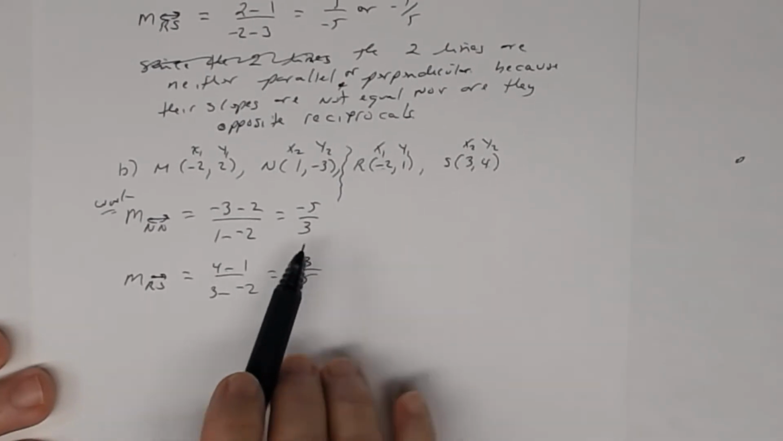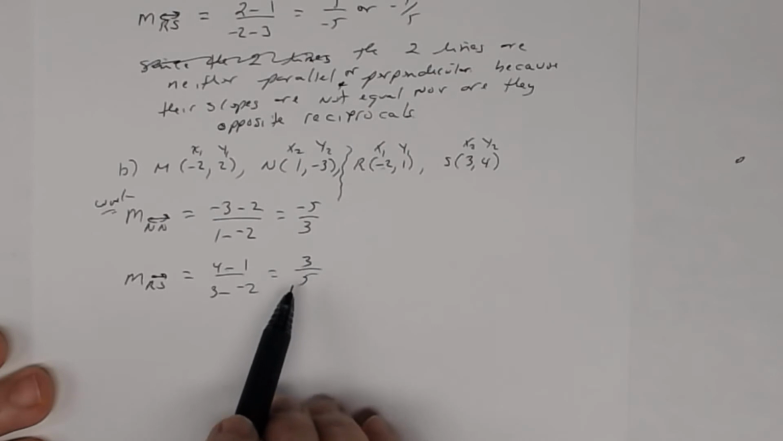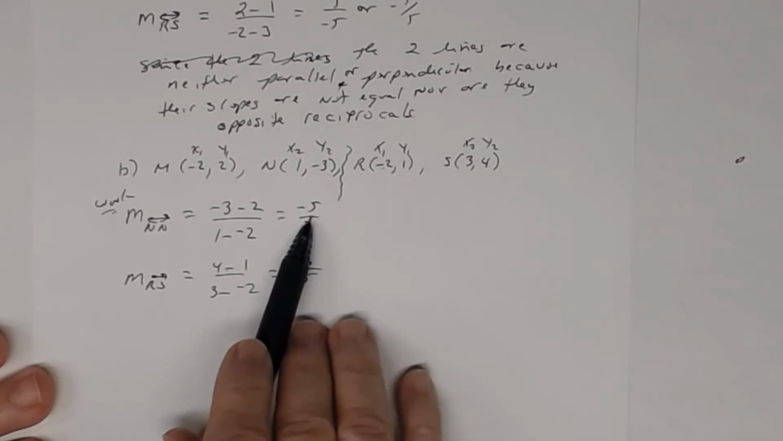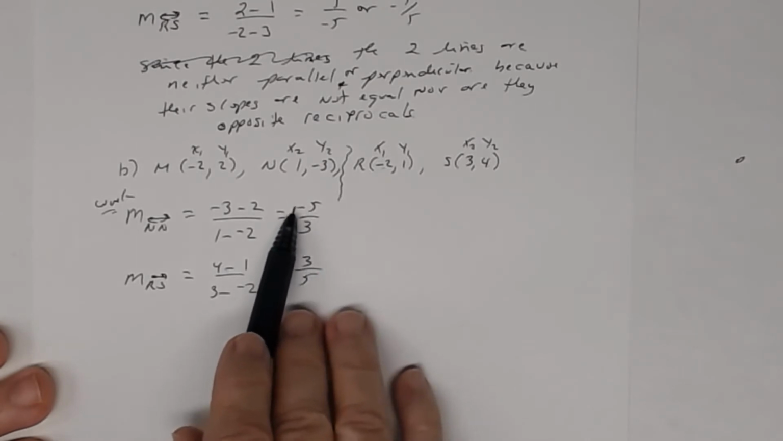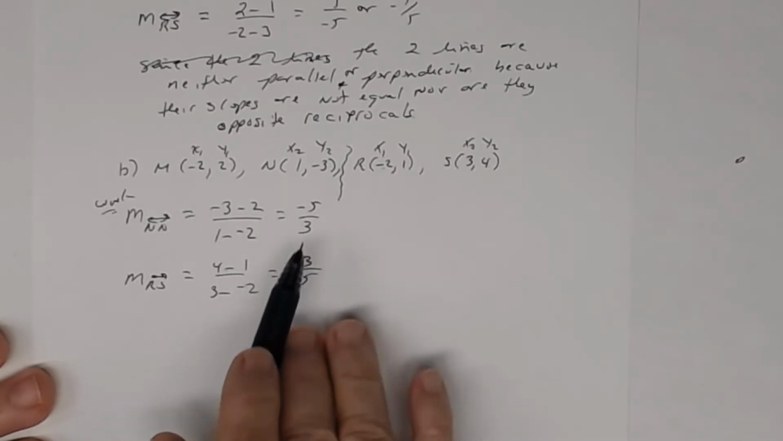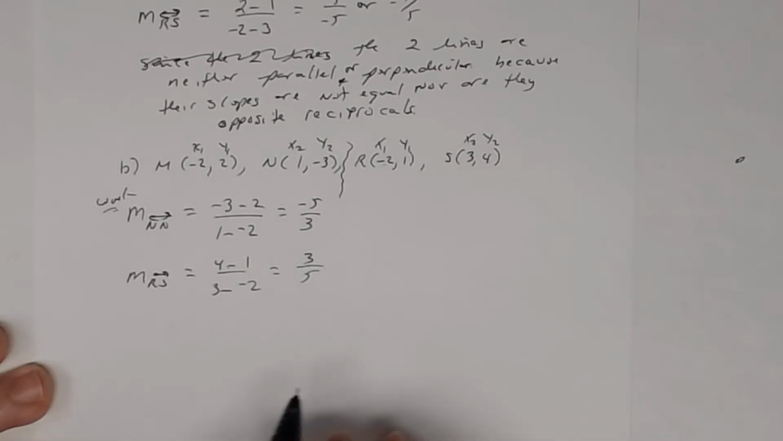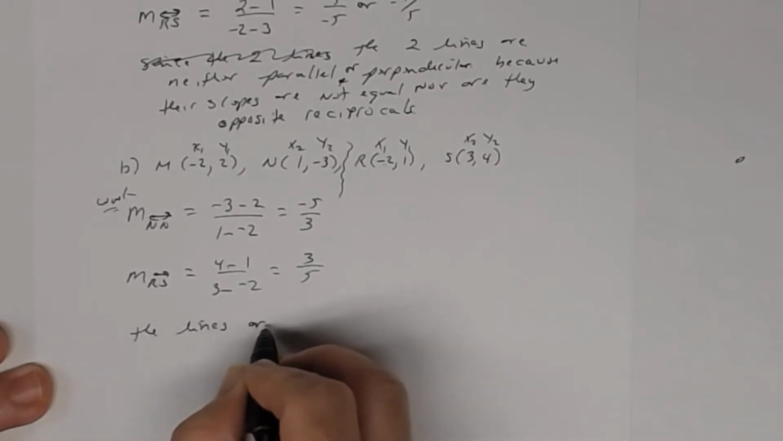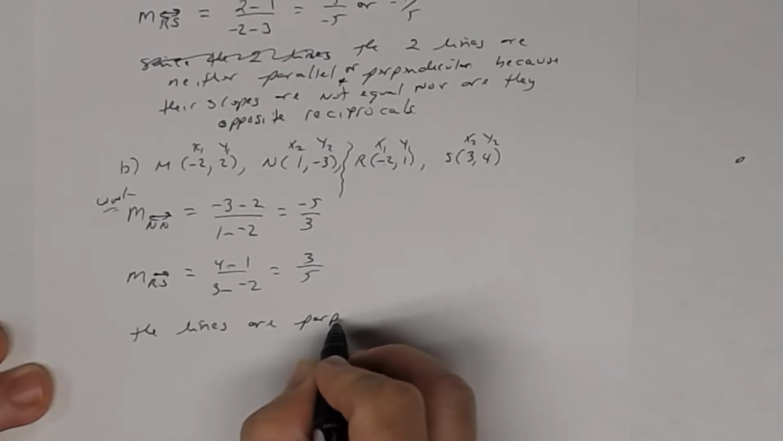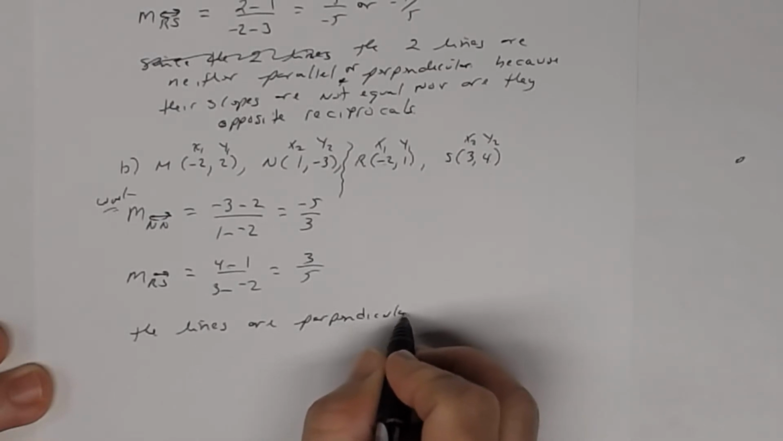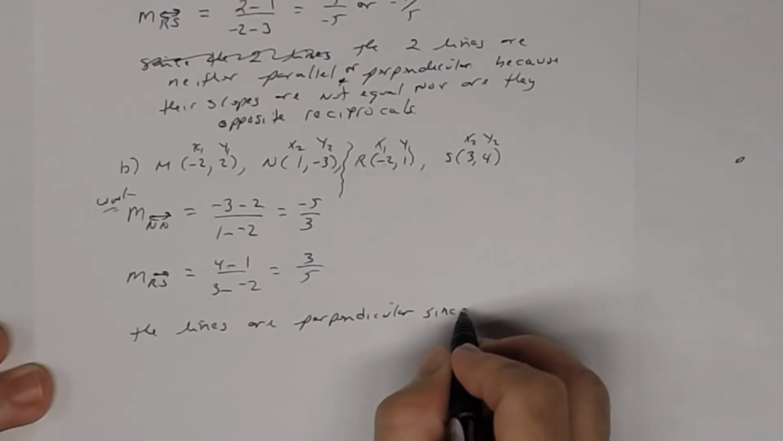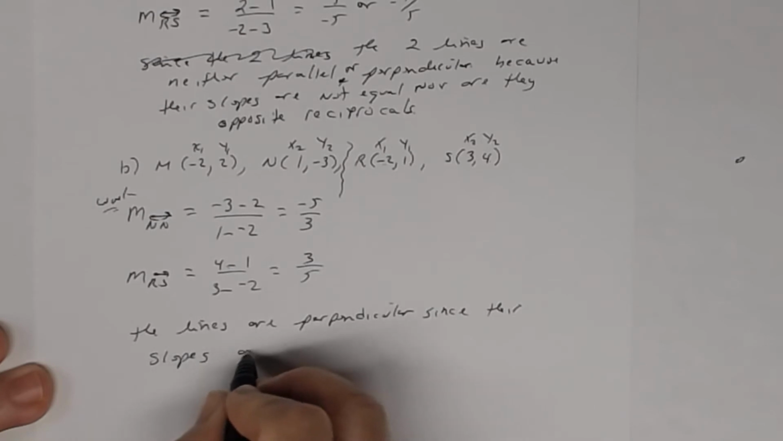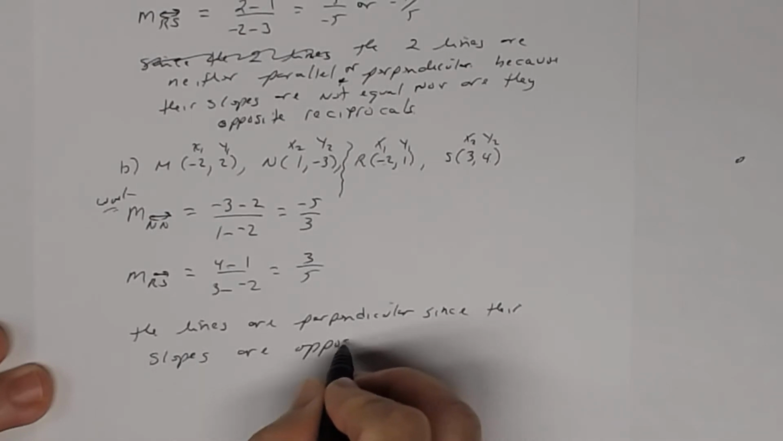Okay, now let's look at those two slopes. You can see the slopes are not equal, but are they opposite reciprocals of each other? The reciprocal of 5/3 is 3/5, and the opposite of a negative is a positive. So yes, they are negative reciprocals, or opposite reciprocals. So the lines are perpendicular, since their slopes are opposite reciprocals of each other.